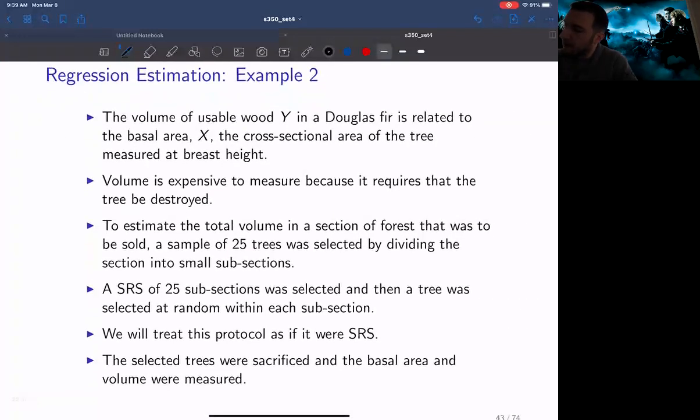So in example 2, we have the volume of usable wood, which we're going to call Y, in a Douglas fir, which is a tree, is related to its basal area, which is the cross-sectional area of the tree measured at breast height. Volume is expensive to measure because it requires that the tree is destroyed. To estimate the total volume in a section of forest that was to be sold, a sample of 25 trees was selected by dividing the section into small subsections.